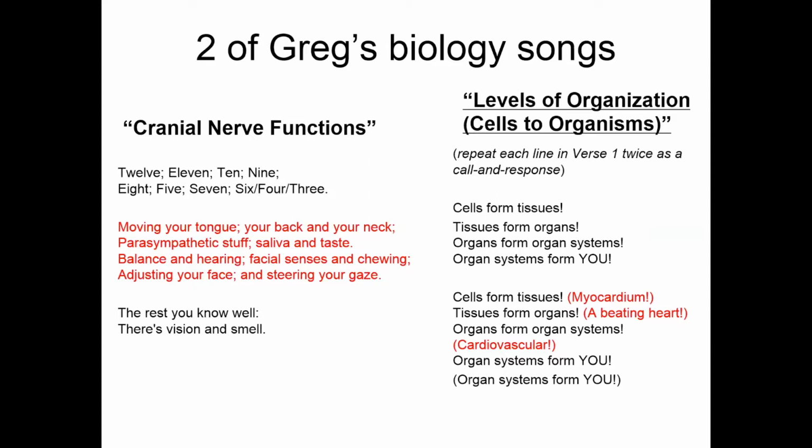And so the phrase "moving your tongue" is sung at that highest tone. And then you go back down to "your back and your neck." That's cranial 11, coming down the scale. "Parasympathetic stuff, saliva and taste." So the pitches correspond to the numbers of the nerves. And that's the key to the song, not the rhyming.